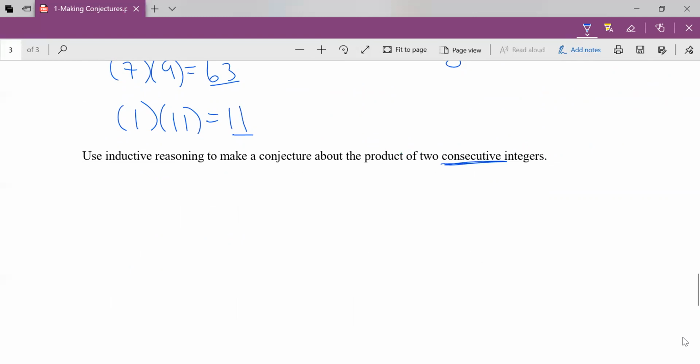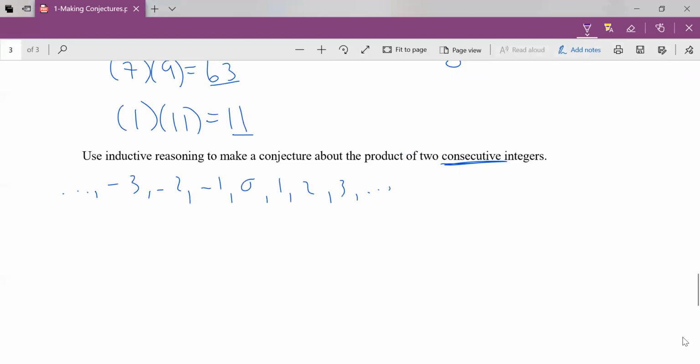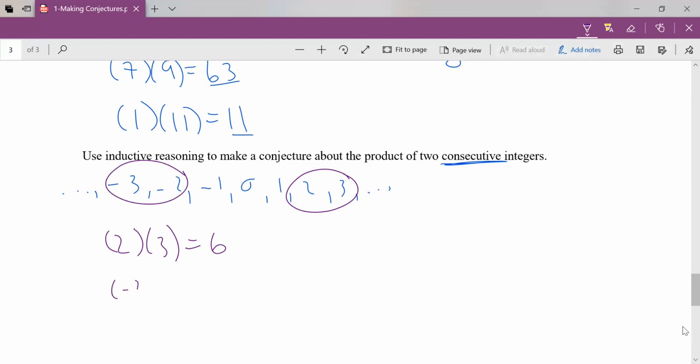Okay, I need you to know that word. Consecutive means we go in a row. So the product of 2 consecutive integers. Well, here's a bunch of integers. Dot, dot, dot. -3, -2, -1, 0, 1, 2, 3, dot, dot, dot. So the product of 2 consecutive integers. So I could take any 2 integers I want. Those 2 are consecutive. And if I multiply them together, I get 6. Let's do another 2. This pair. -3 times -2, I get 6.